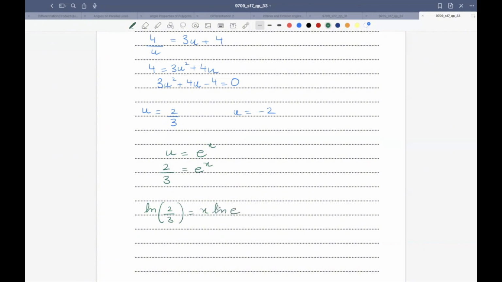Ln of e is 1, and ln of 2 upon 3, that is minus 0.405. So x will be equal to minus 0.405.